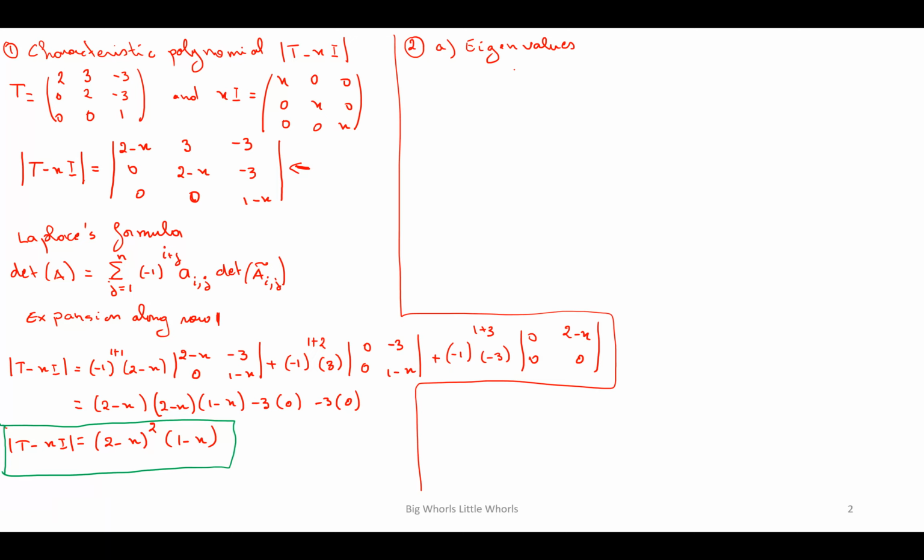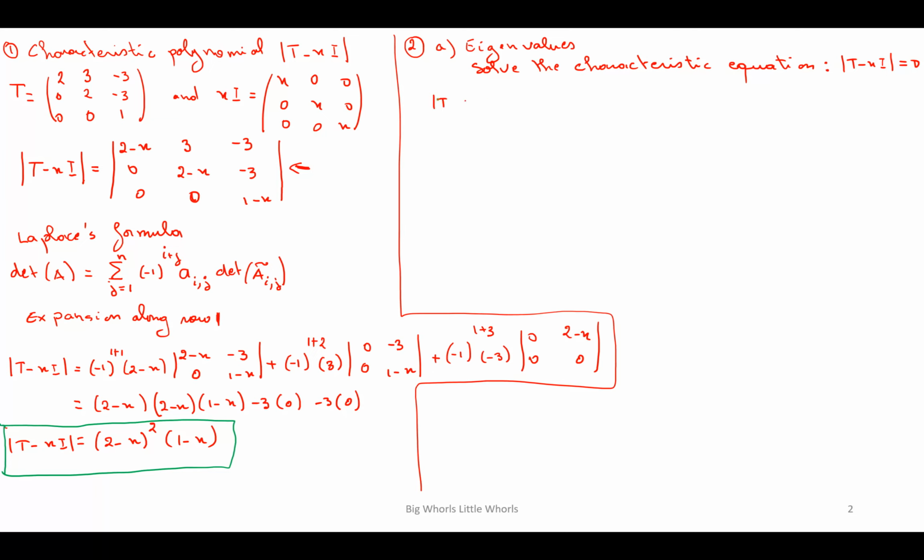How do we find the eigenvalues? To find the eigenvalues, we just solve the characteristic equation. And if you recall, the characteristic equation is the determinant of T minus xI equals 0. We have just found the determinant of T minus xI. So the characteristic equation is the determinant of T minus xI equals 0.